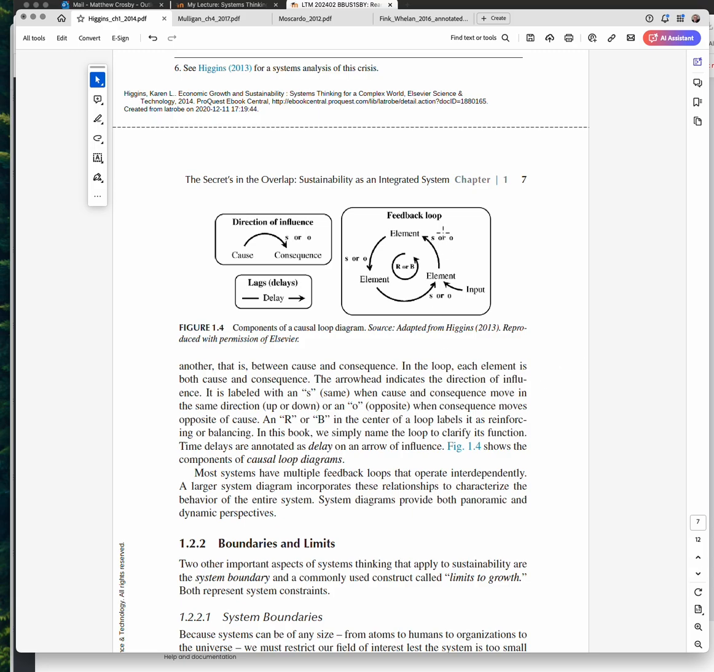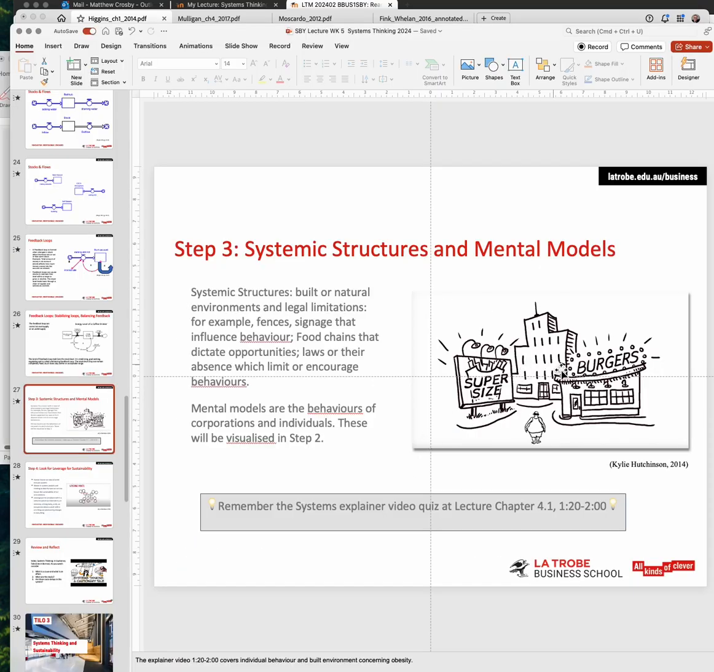So we've got feedback loops. We've got the relationship between cause and consequence. And then, importantly, we've got time here. What's the lag? What's the delay between the effect of a variable? What's the effect? So the video also looked at the idea of systemic structures, and I've briefly explained systemic structures.